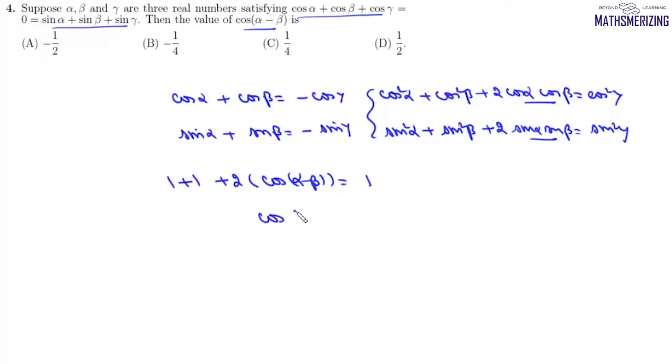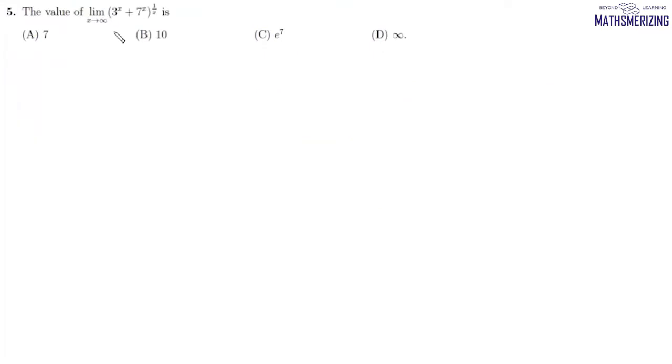So we can write the value of cos(alpha minus beta) will be simply minus 1 by 2, and that's your option A. Now question number 5 is, we need to find the value of this limit, which is the limit as x tends to infinity of (3 to the power x plus 7 to the power x) to the power 1 by x. Now we know that a to the power infinity will be 0 if a lies between 0 and 1. So we need to express it in such a way that this a, its value will lie between 0 and 1. So we'll take this 7 to the power x common.